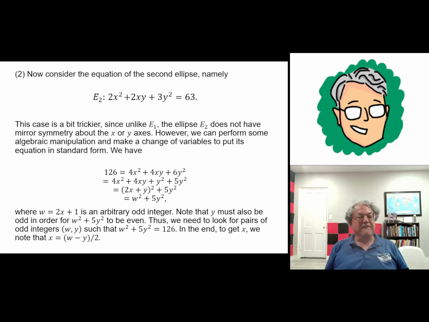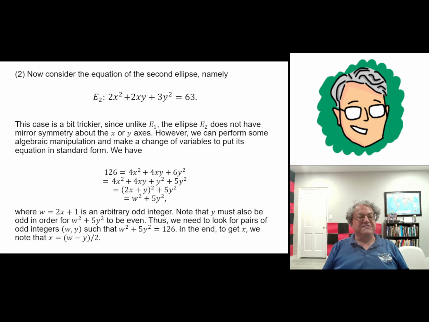So here's the trick. First, let's double the equation. We're just doubling both sides and moving the constant term to the left side. So if you like, we start with 63 equals 2x squared plus 2xy plus 3y squared, and then we could just double both sides. You still get equality if you do that. So you get 126 equals 4x squared plus 4xy plus 6y squared.